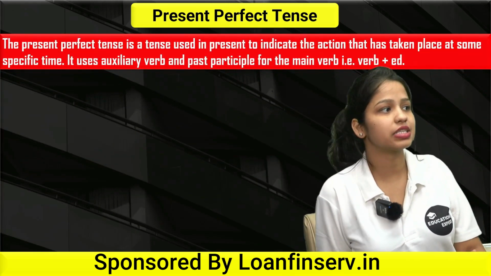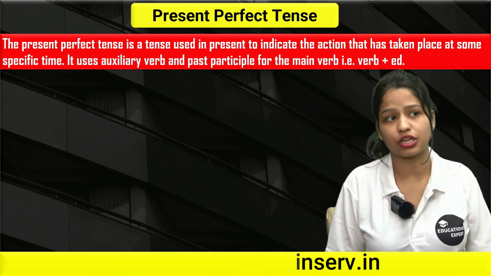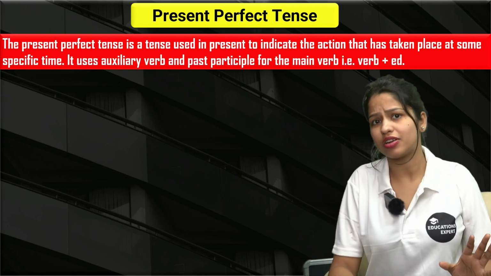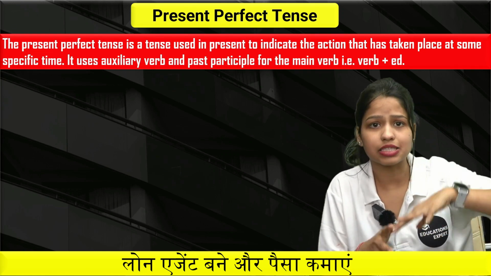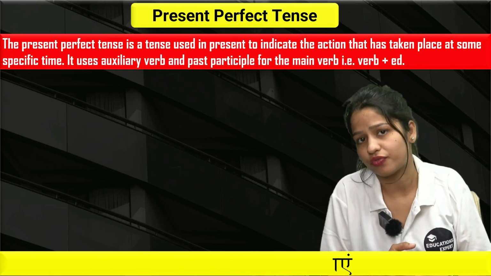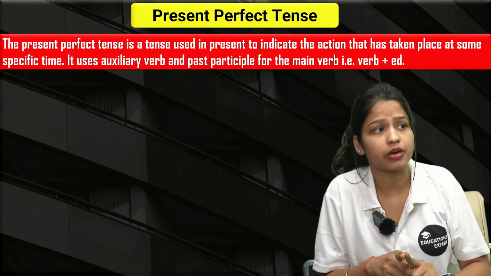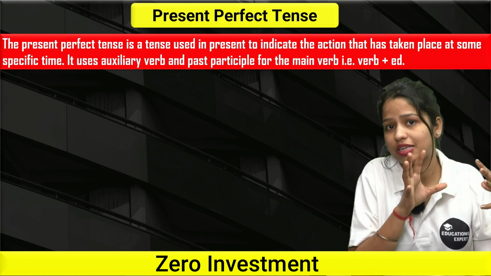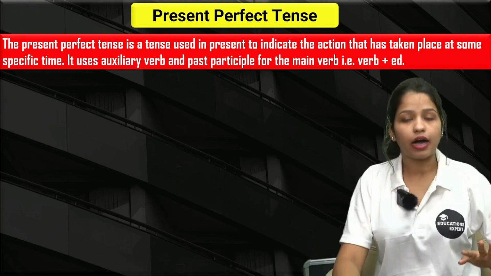What does the definition say? It is a tense used in the present to indicate an action that has taken place at some specific time. Basically, when we talk about an action that has taken place at some specific time, we use present perfect tense. It uses auxiliary verbs and the past participle for the main verb. So, like verb plus ed, that means we will always be using the third form of the main verb. I hope this is clear for you.